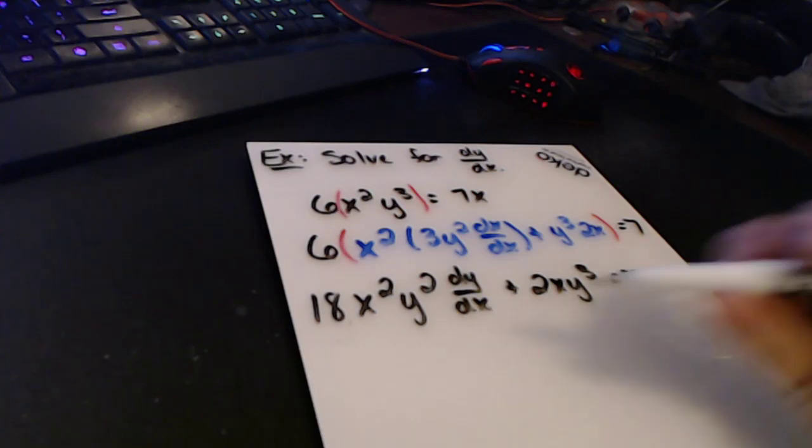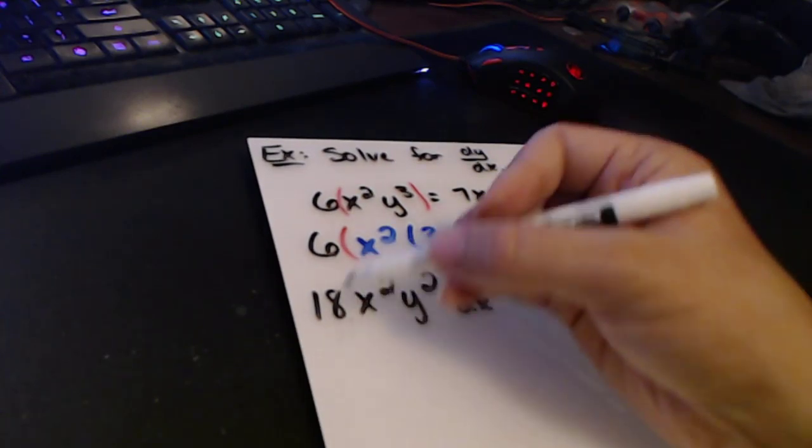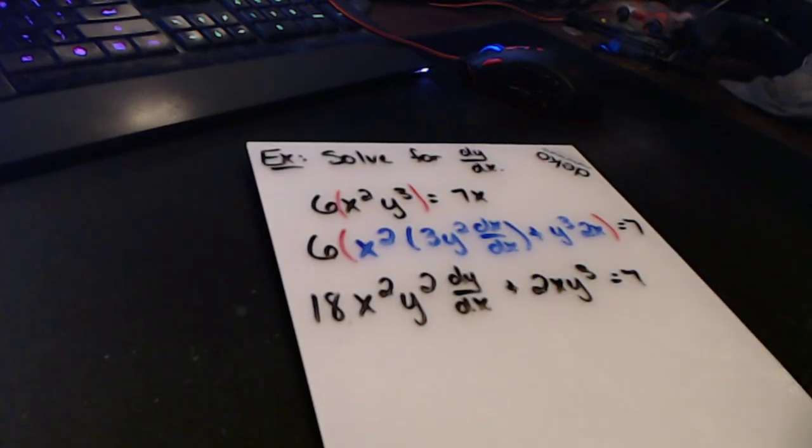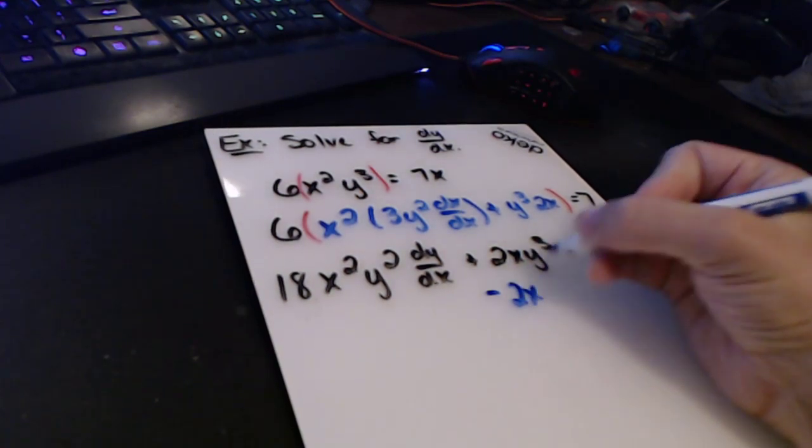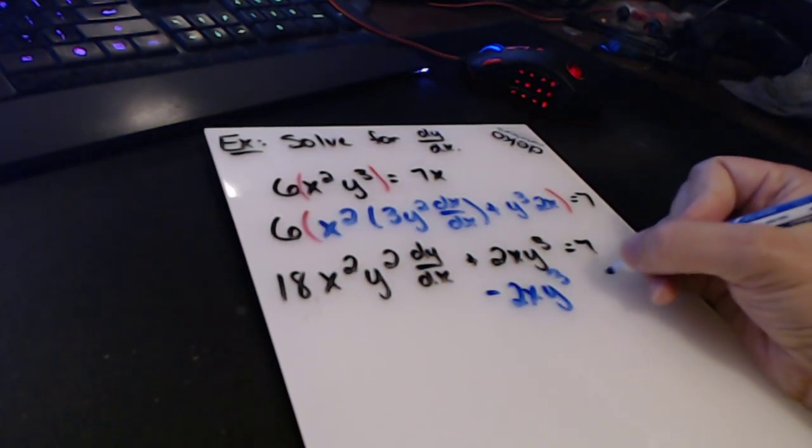So we want to keep track of this, and again, this term is by itself for right now. We want to get rid of this whole 2xy cubed term, so we're just going to subtract it. So 2xy cubed is going to get subtracted from both sides.